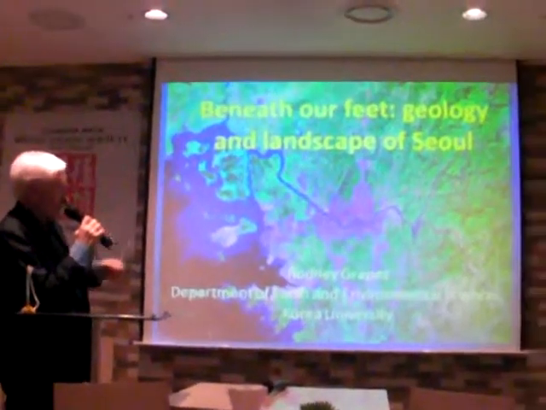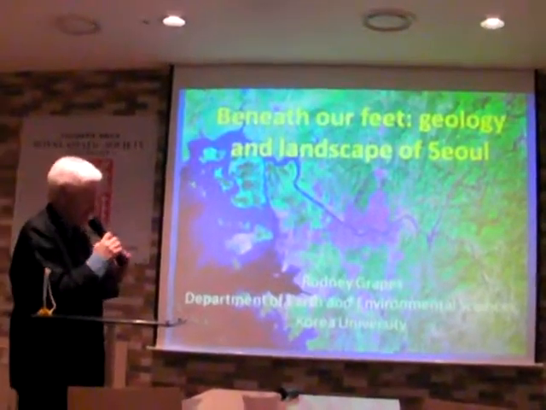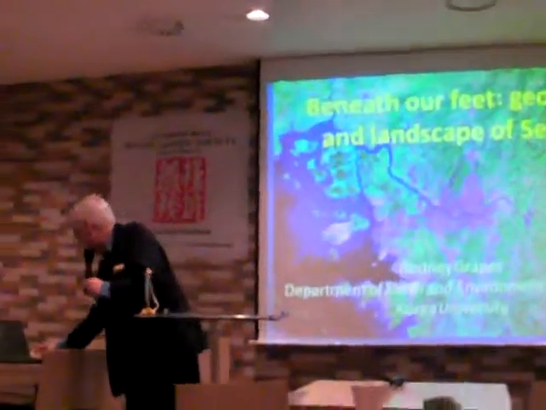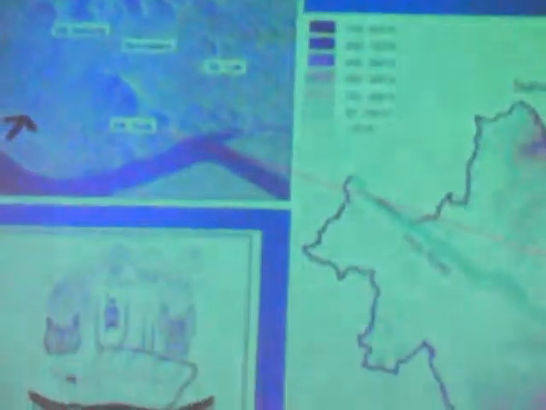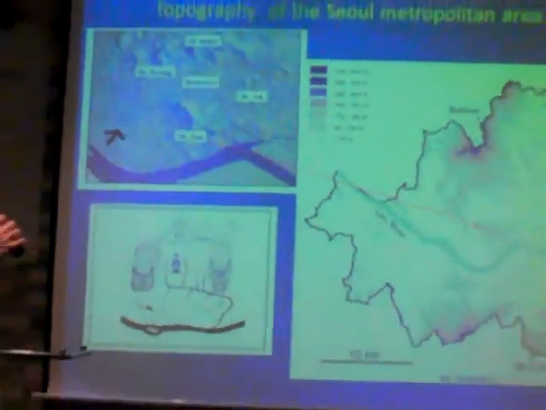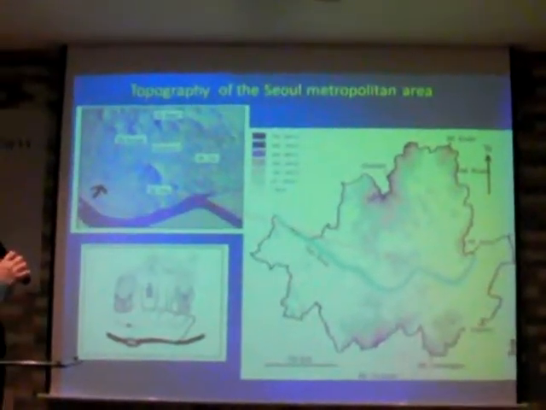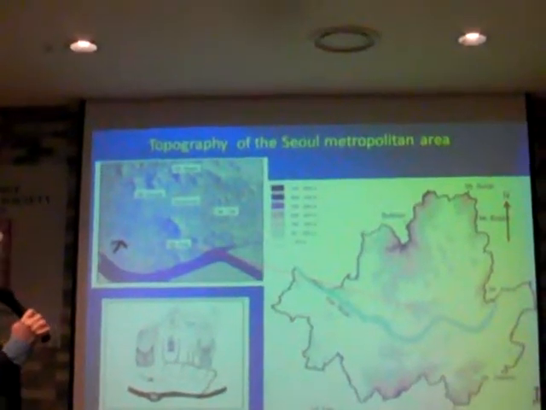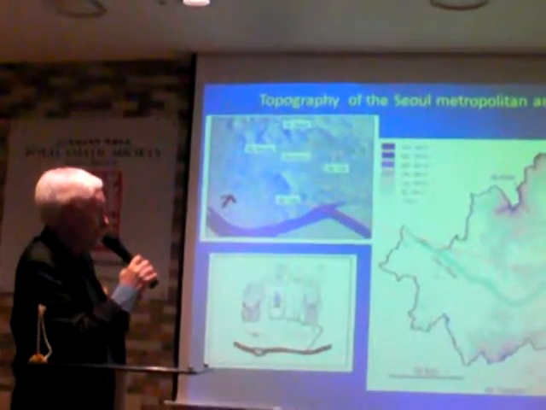floodplain through which a large river flows. So if we go to the first slide, this is a picture that shows the outline of the metropolitan area of Seoul. That's the only thing I'm going to be talking about tonight, except when I go on to earthquakes.